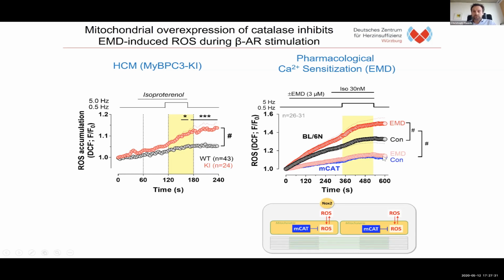But we did the same experiment in a mouse that overexpresses catalase targeted to the mitochondria. This is a mouse we obtained from Peter Rabinovich in Washington. So with this MCAT mouse, you see that the overall increase in DCF at baseline, but also in response to EMD, was much blunted. And this tells us that the mitochondria are the primary source, and the actual radical that we're looking at is hydrogen peroxide, because this is a ROS that is eliminated by catalase.